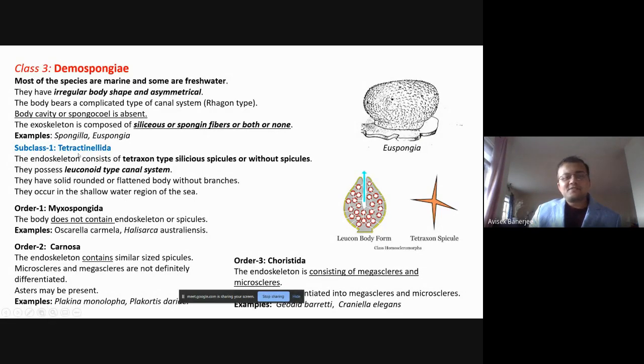So the subclass Tetractinellida has 3 orders: Microspongida, Carnosa, and Choristida. The first order does not contain endoskeleton or spicules. As I said, the spongin fibers can have spicules or may not have spicules as well. The other order contains spicules, but they are very small in size. But the last one has spicules which are very much developed into megascleres and microscleres. So these are the ways of differentiating the 3 orders in this subclass.